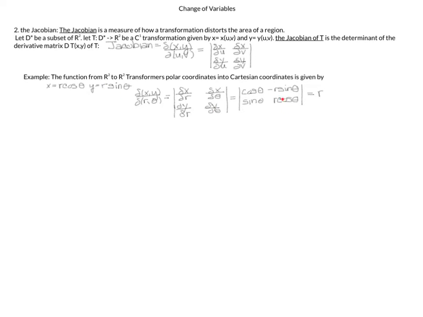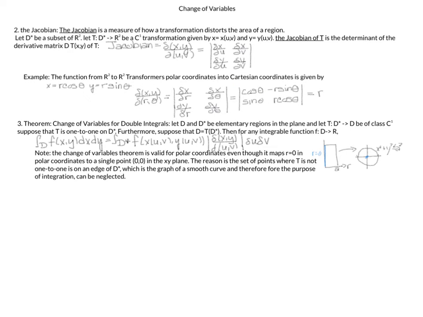So when we take the determinant, we get r cosine squared minus negative r sine squared, and we will be left with r. In most vector classes, you'll do so many polar coordinate transformations that you'll remember that the Jacobian is equal to r, not that it's difficult to calculate. We use this Jacobian in our change of variables theorem for double integrals.